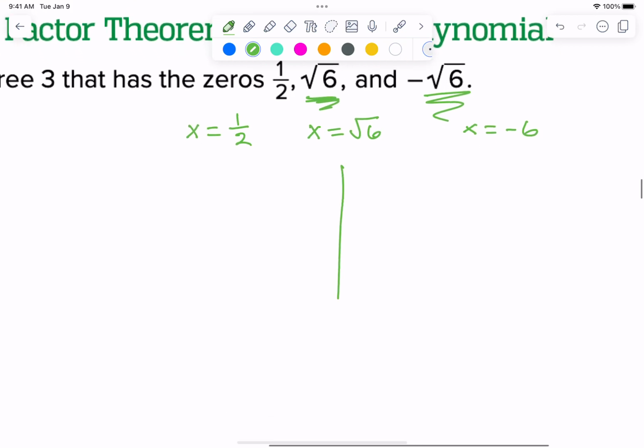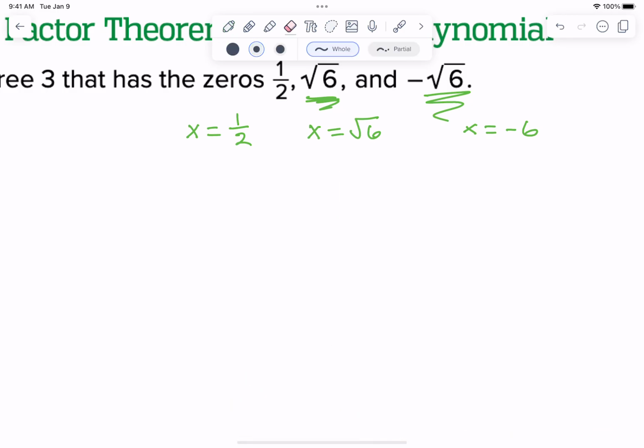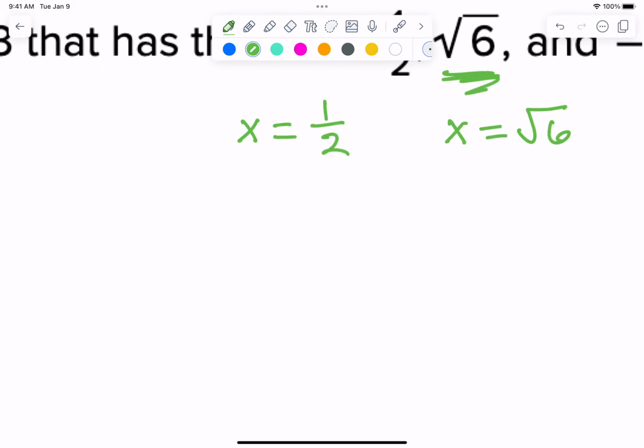They want me to eventually get down to the point where I have x cubed, x squared, x, and my number, right? Like they want me to figure out what the polynomial is by multiplying all of the junk together. That's what we want to eventually get to. So I'm working backwards. If x equals 1/2, what did it look like in my parentheses? x minus 1/2.